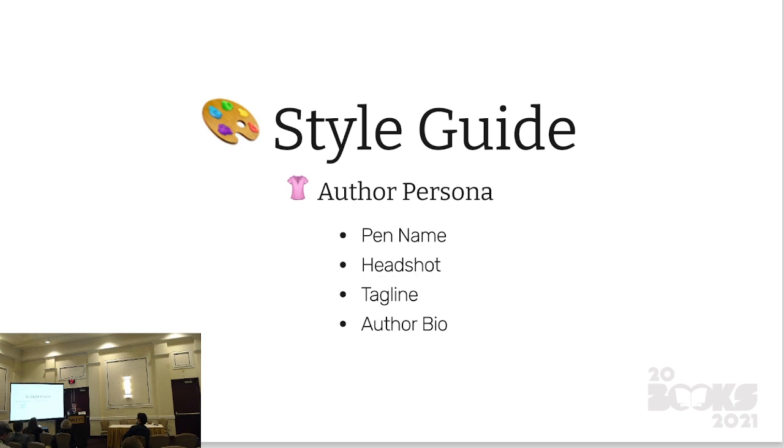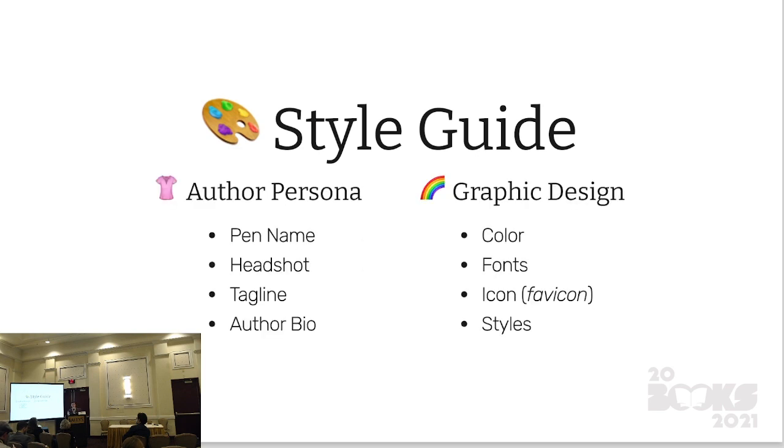Next, graphic design. It's worth noting that graphic design should always be in service of your author persona, in service of these elements. So what does this include? This includes color, fonts, an icon or logo, and styles. Now, a word on your icon or logo. I use icon here instead of logo because a logo can mean a lot of different things. A logo can be a very complex image, but it shouldn't be.